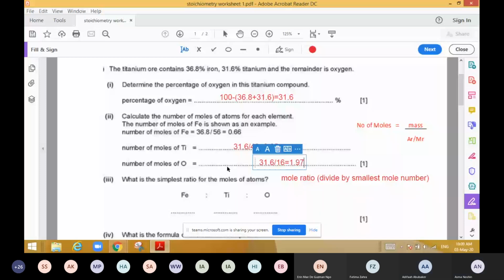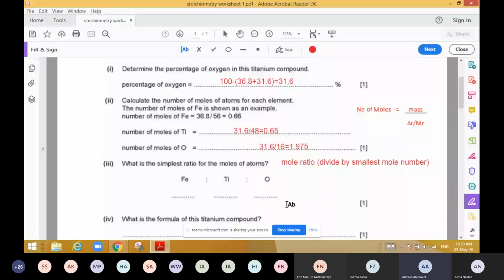1.975. Now, what will be our next step? What do we have to do? We have to divide all of our moles by 0.65. Why 0.65? Because that is the smallest number of moles. So the mole ratio will be found by dividing by the smallest mole number, which is 0.65. All of you just calculate and tell me what will be the answer for the first one.